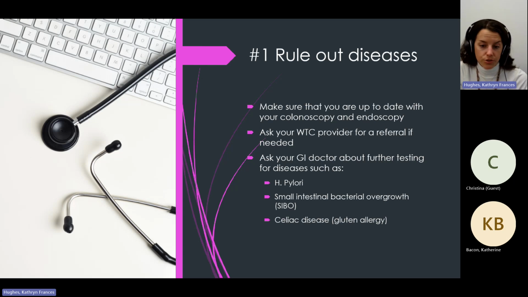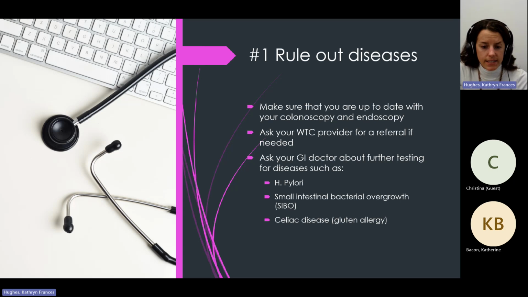And then, of course, following up with your GI doctor. Now, there's certain testing that we do not cover, such as SIBO breath testing, which can diagnose that bad bacteria. I believe that they will scope for H. pylori, like do a biopsy, when you get an endoscopy. So that is always something to ask about. That is a bacterial overgrowth that can happen in the upper part of the stomach, and that can cause a lot of problems for people.